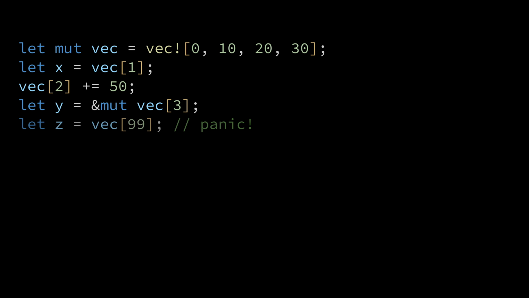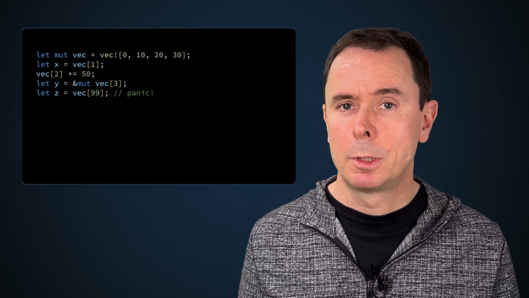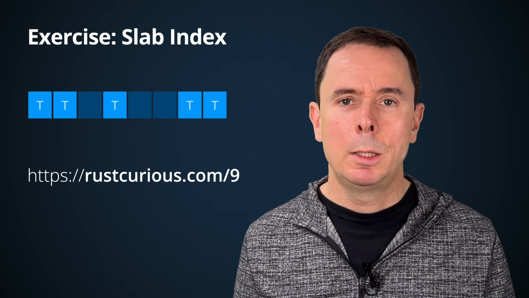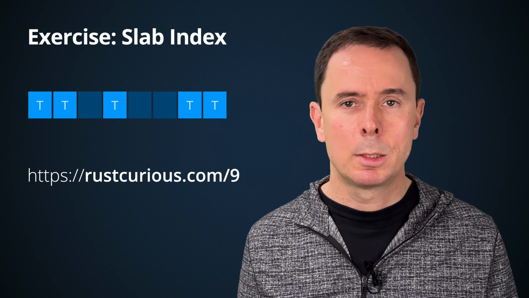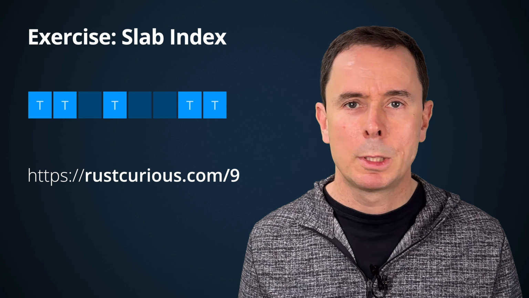Just like when you index beyond the end of an array, indexing into a collection using square brackets is intended to panic if the index is invalid. The trait methods don't return Options, they return references, so if the method can't return a valid reference, it has to panic. And that's what we're going to do in this next practice exercise. It's at the same URL, rustcurious.com/9.